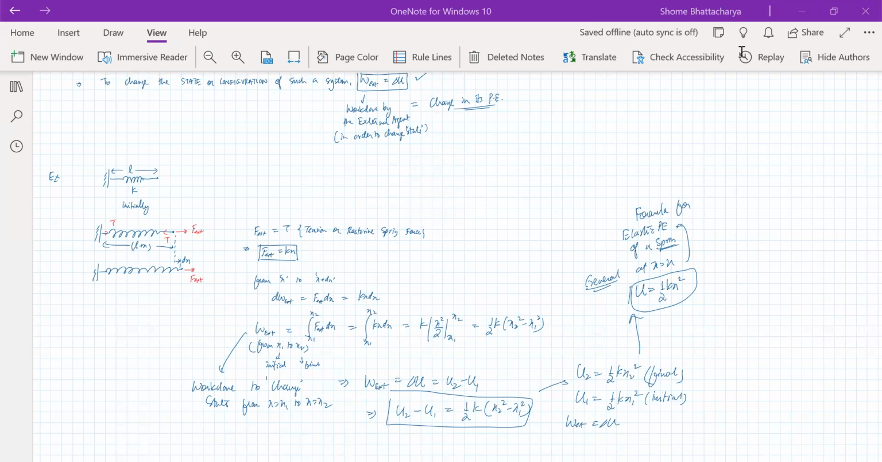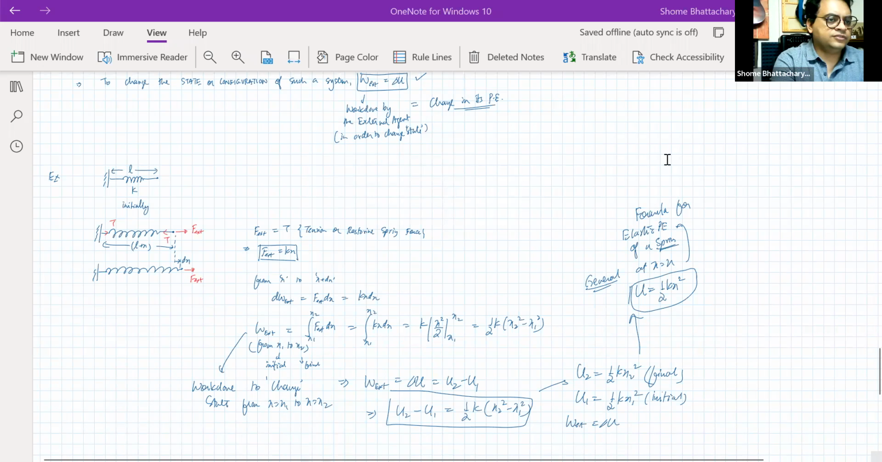U2 minus U1, Sanvi, because that is the delta U. Delta U means change in U, and our initial position was x1. So at that position, the potential energy is U1, and the final position is U2. So at that value of x, the potential energy is U2. It's just like I'm saying I'm going from initial to final position. So the change in potential energy is what? The final potential energy minus the initial potential energy. Hence, that is U2 minus U1. Clear now? Yes, sir. Okay.